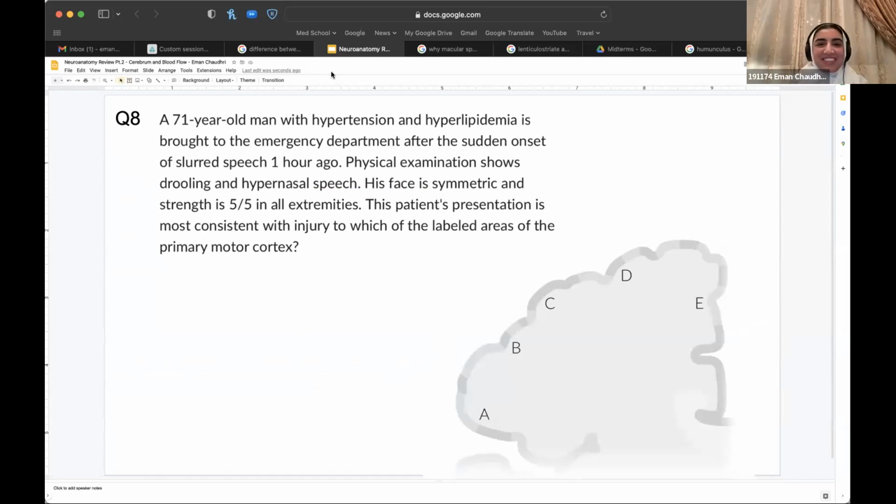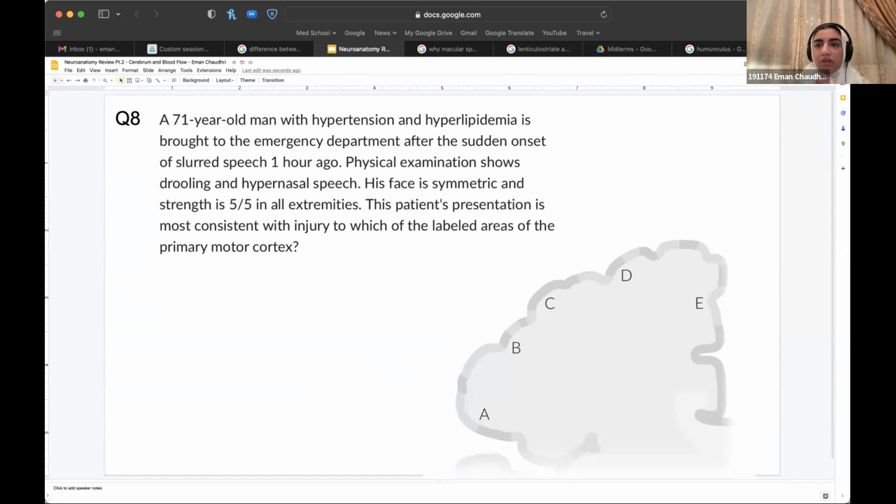Okay, a 71-year-old man with hypertension and hyperlipidemia is brought to the emergency department after sudden onset of slurred speech 1 hour ago. Physical examination shows drooling and hypernasal speech. His face is symmetric and strength is 5 out of 5 in all extremities. This patient's presentation is most consistent with injury to which of the following labeled areas of the primary motor cortex? A, B, C, D, or E?